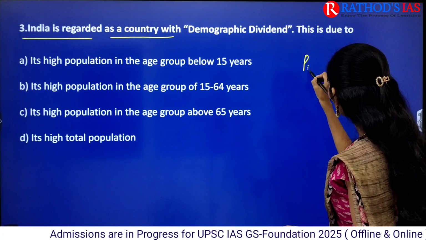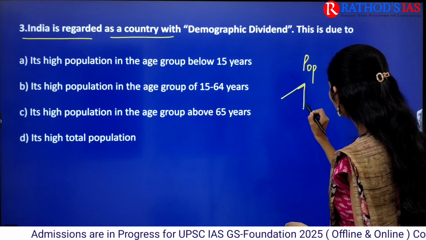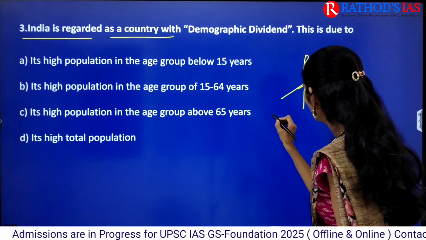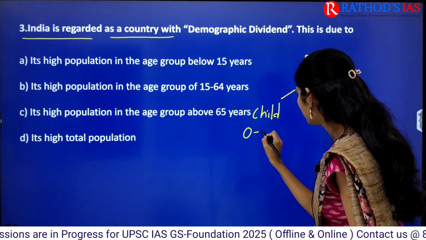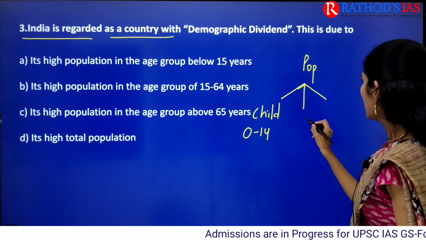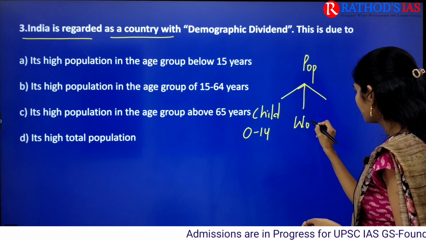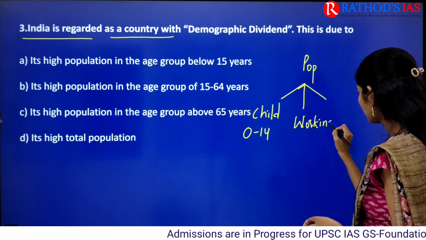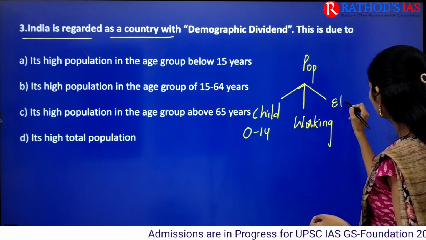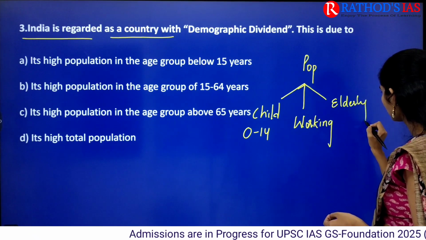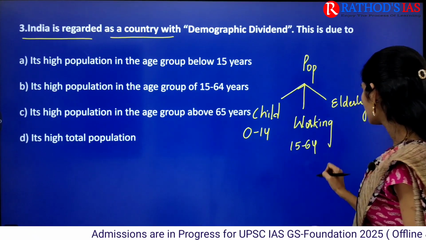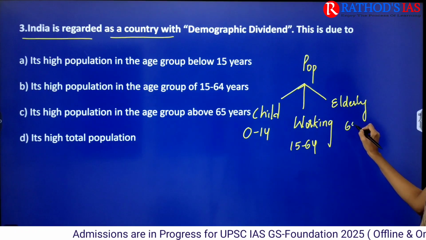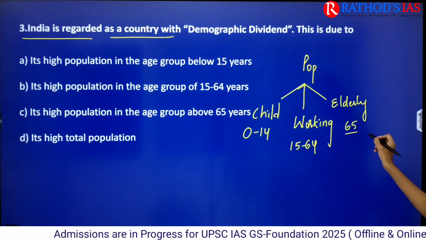So if you are talking about population, we can divide it into 3 types. Okay, so first one is children, from 0 to 14 years of age. And next one is working group population. And next one is elderly. So working group is from 15 to 64 years. And elderly is more than 64, from 65 years onwards.